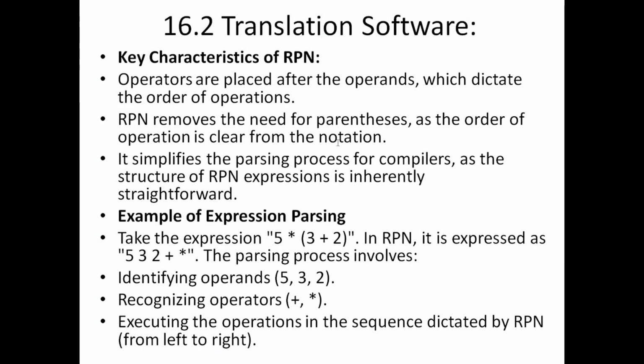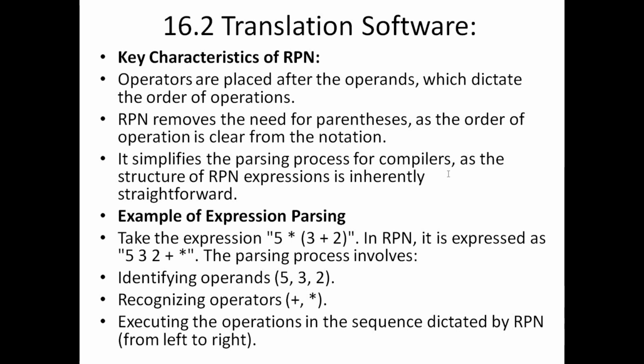Key characteristics: operators are placed after the operands. So first of all, you write all the numbers and then you write the operators. RPN removes the need for parentheses, as the order of operation is clear from the notation; you solve it from the left hand side and always move towards the right hand side. It simplifies the parsing process for compilers as the structure of RPN expressions is more straightforward. So compilers find it easier to parse through it. For example, take this expression: 5 multiplied by 3 plus 2.